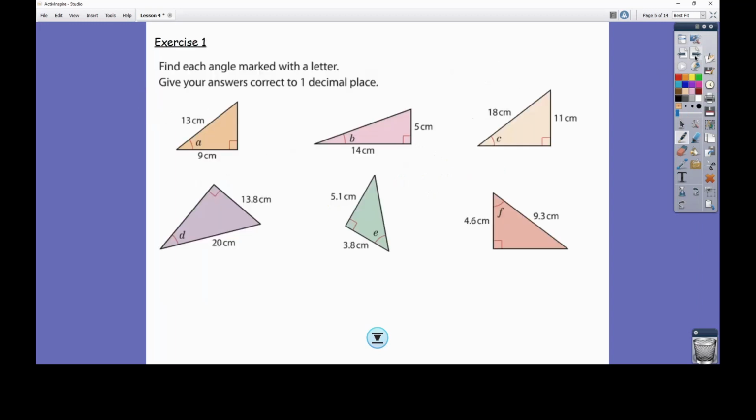So what I'd like you to do now is get on with exercise 1. You've got to calculate the angle marked with a letter. Look back in the video if you're unsure, give your answers to 1 decimal place, pause the video now, have a go, and then resume when you want to go through the answers.